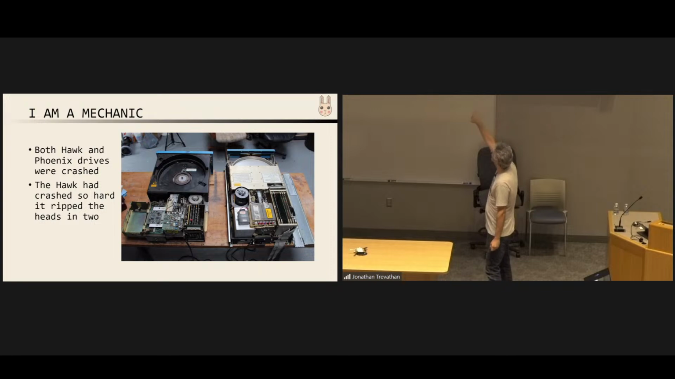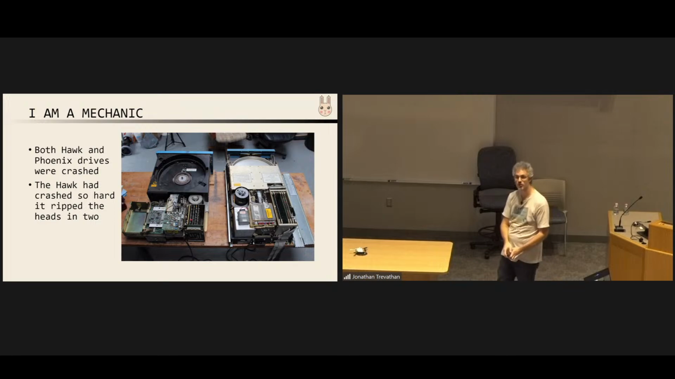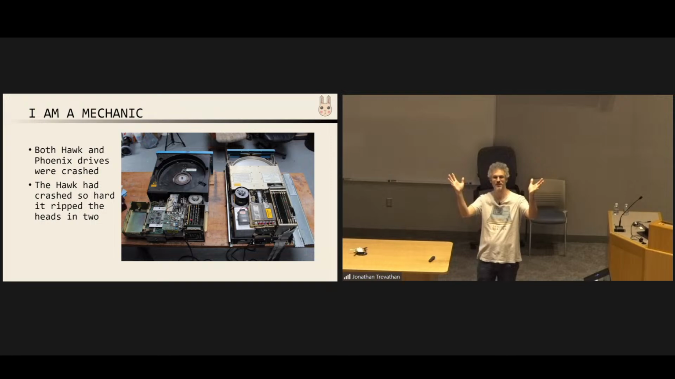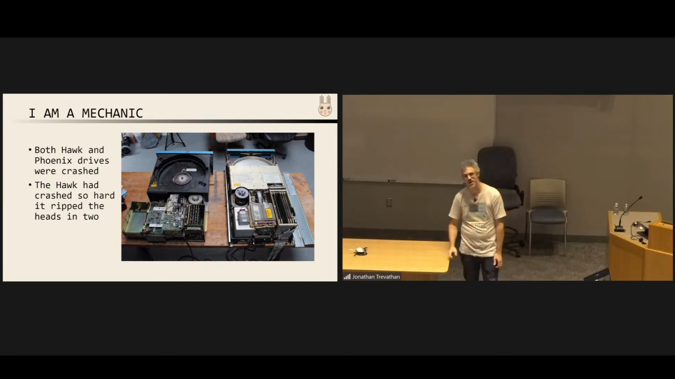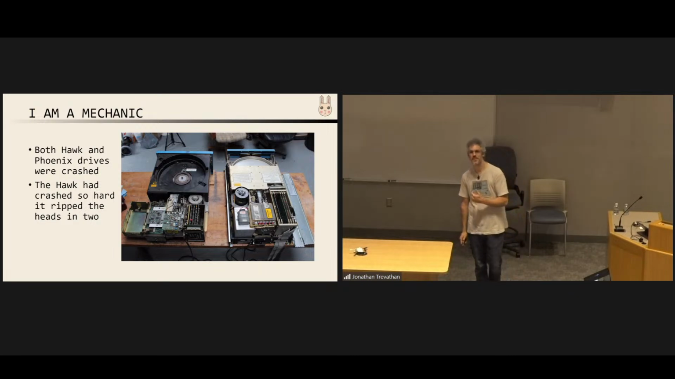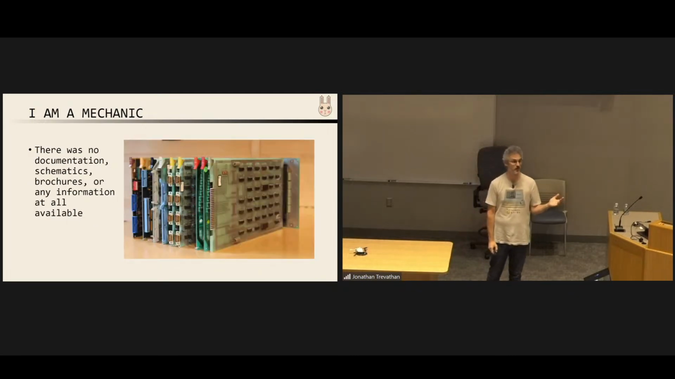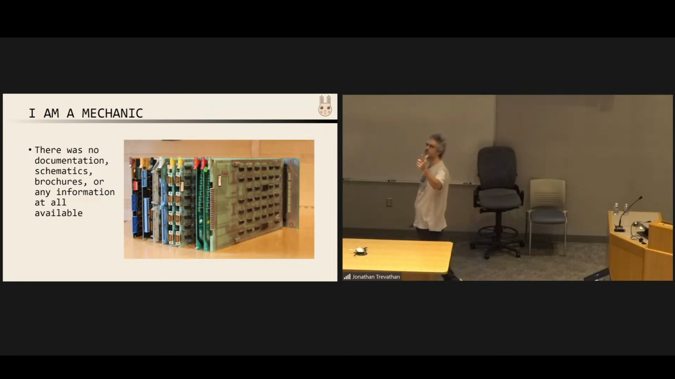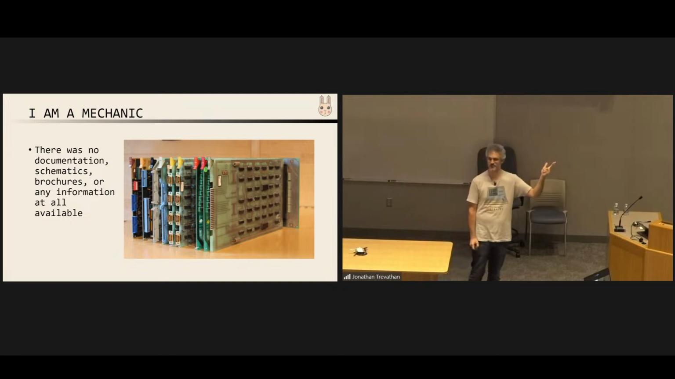The one on the left is called a Hawk drive. The one on the right is called a Phoenix drive. The Hawk drive had crashed so hard that the heads themselves had been ripped in 2. I've never seen a hard drive crash that hard. So here we are with this machine that is undocumented. It was called a Centurion minicomputer. You get on Google, there's no information about it. There's no documentation. The CPU is completely unknown. The drives had data on them 3 decades ago, but they're unsavable.